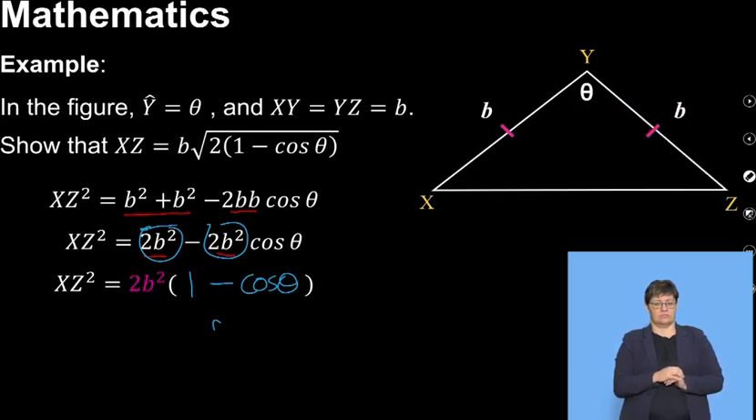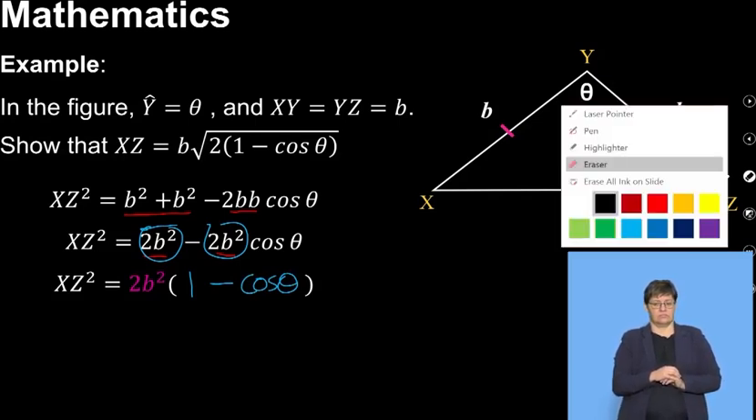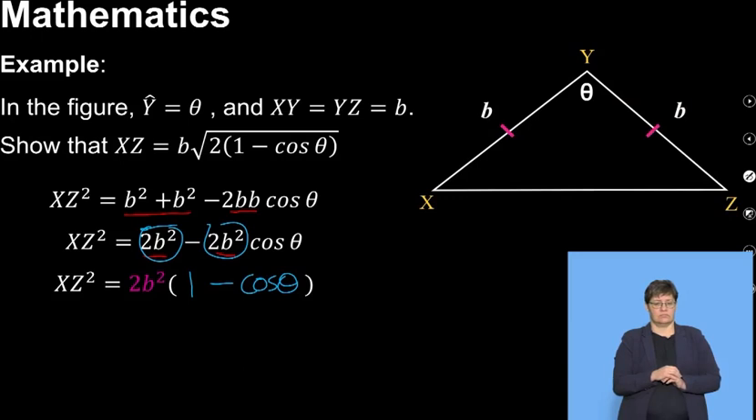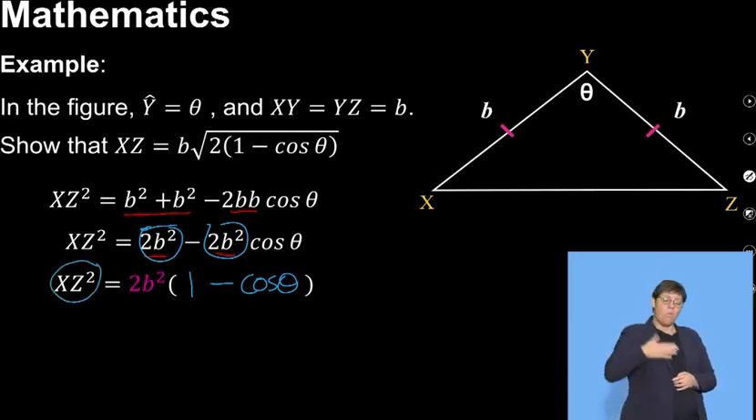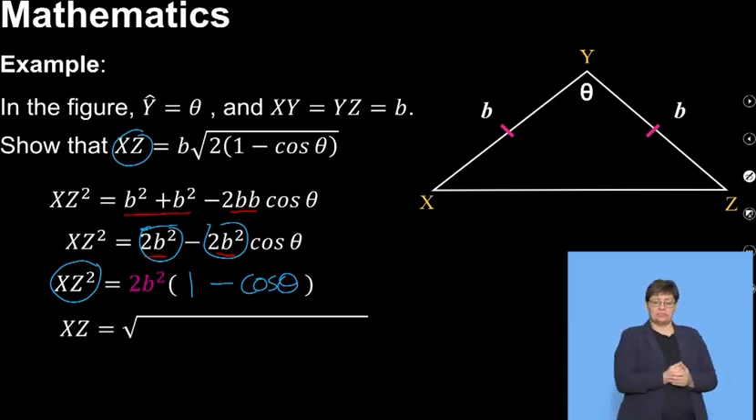Let me just get rid of this. Okay, now remember, we're not looking for xz squared, we are looking for xz. So we have to find the square root of this whole right-hand side. So let's find the square root of the right-hand side. If we do, we're going to put everything under the square root. So it will be 2b squared into 1 minus cos of theta.